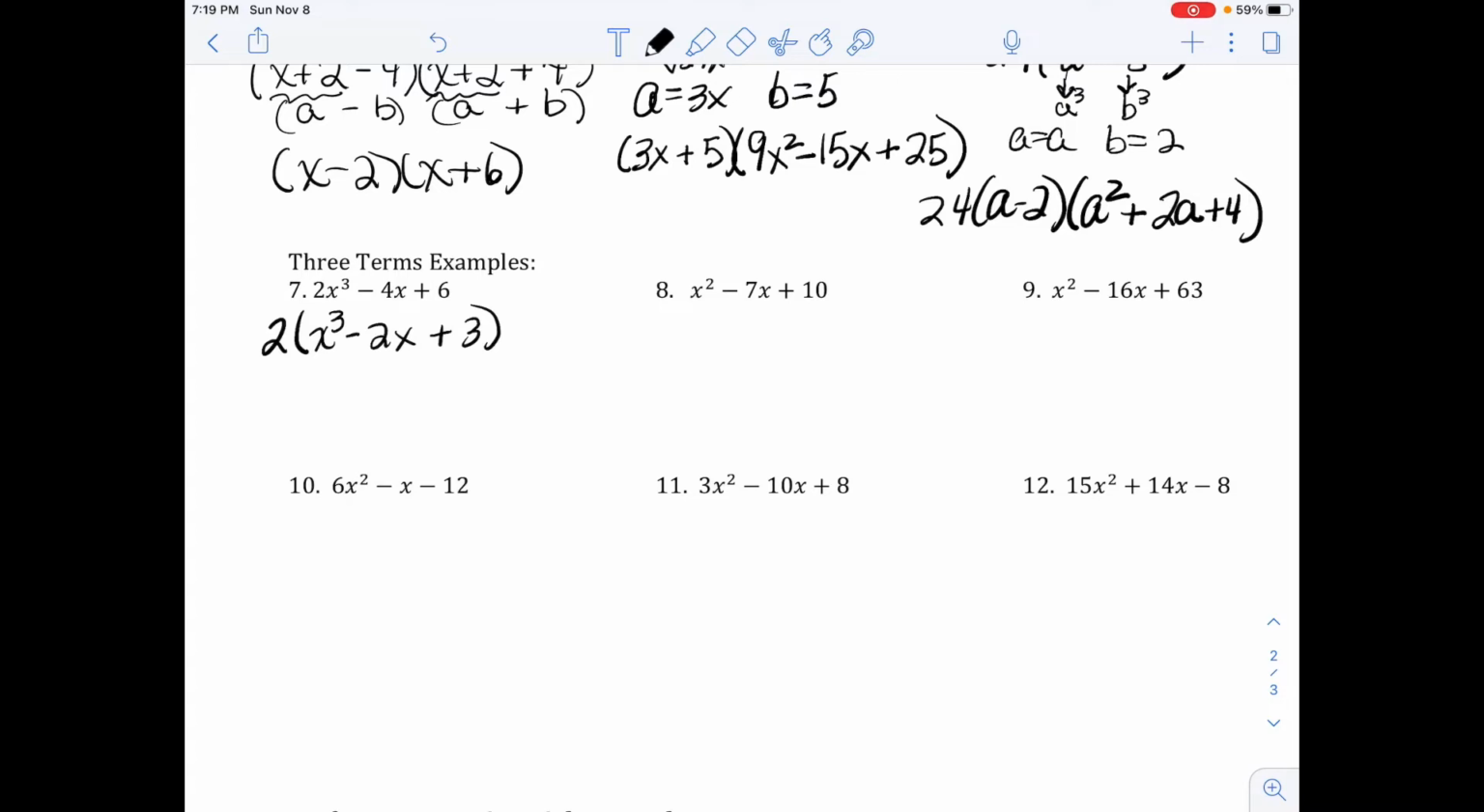Number 8, x squared minus 7x plus 10. We've gone over a bunch of those. We needed to practice our factoring when we were solving our nonlinear systems. So x goes here and here, two numbers that multiply to be positive 10 and add to be negative 7. So subtracting 5 and subtracting 2. And then for number 9, why don't you go ahead and try that one?